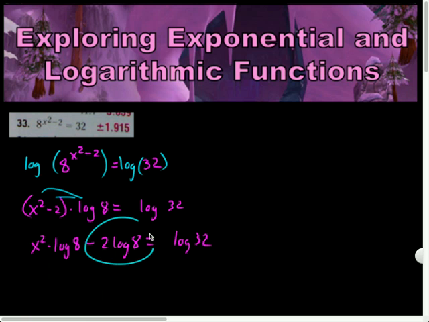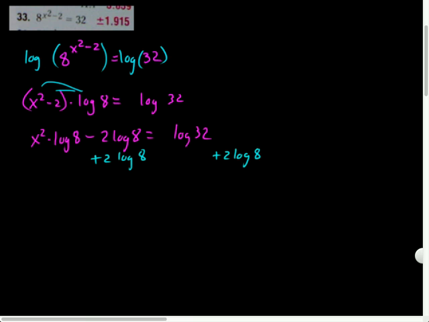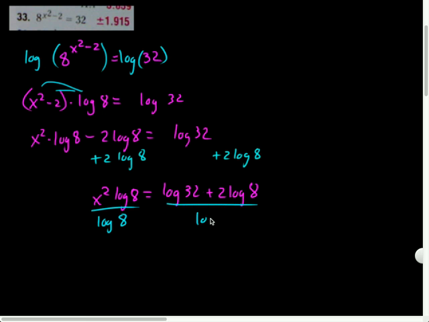So I'm going to move this, which is just a constant really, 2 log 8, add it to both sides. X squared log 8 equals log 32 plus 2 log 8. And actually, is this one of the ones where we could have, yeah, you could have also divided both sides by log 8 up here, which we had some students do yesterday. At this point, it really doesn't matter when you do it.